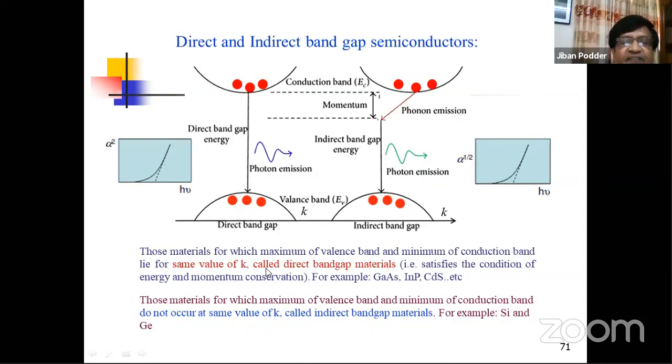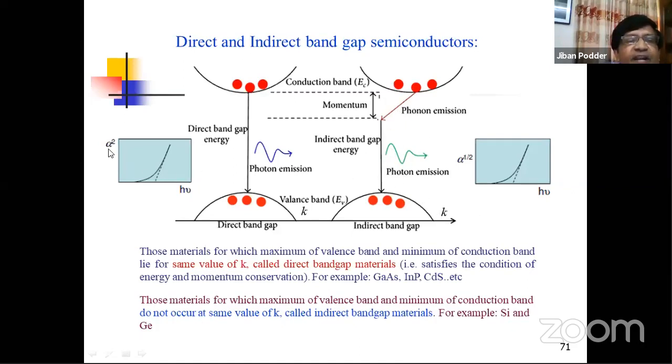Here, the same value of K, the momentum on the same line, is the direct band gap, which satisfies the condition of energy and momentum conservation. But in an indirect band gap, the maximum of the valence band and the minimum of the conduction band do not occur at the same wave number, the same momentum state. So that gives you the indirect band gap.